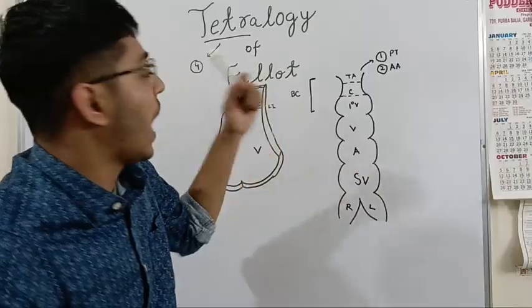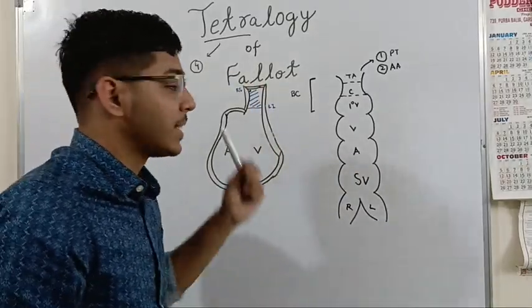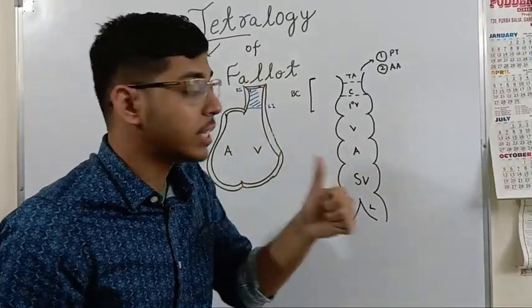So, after the truncal septum, the second septum develops, that is the conal septum.